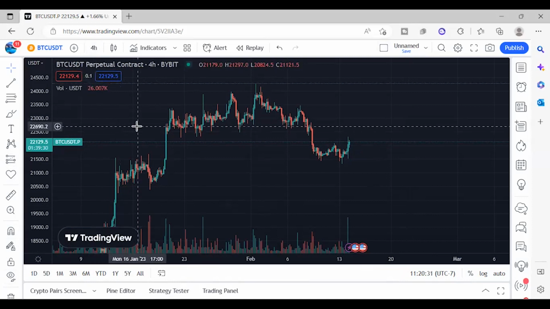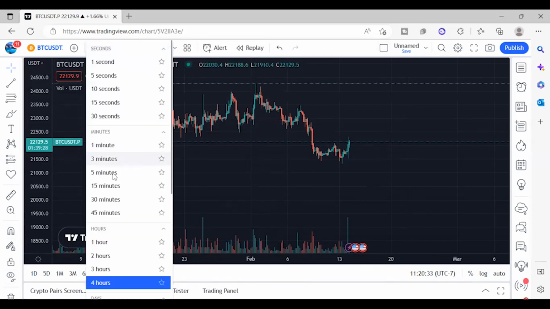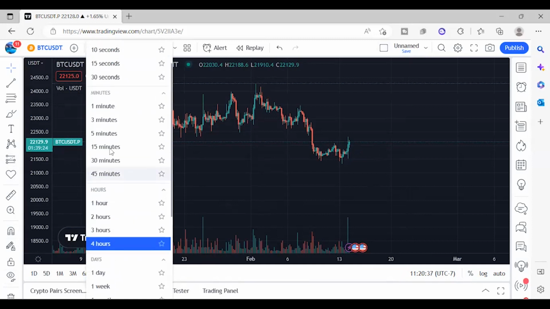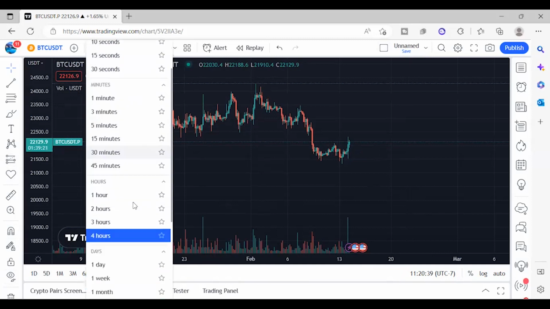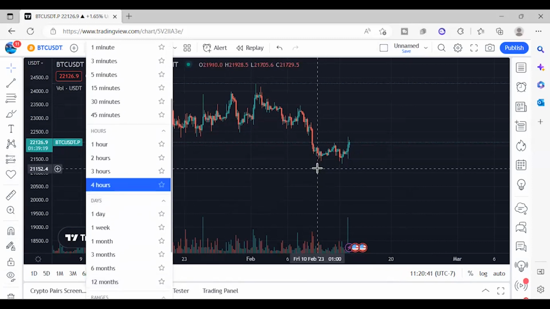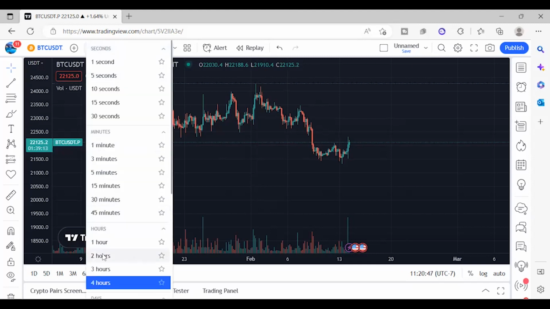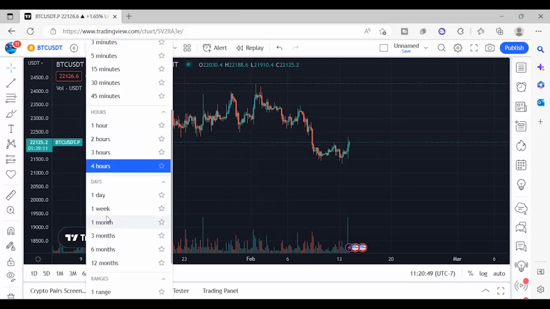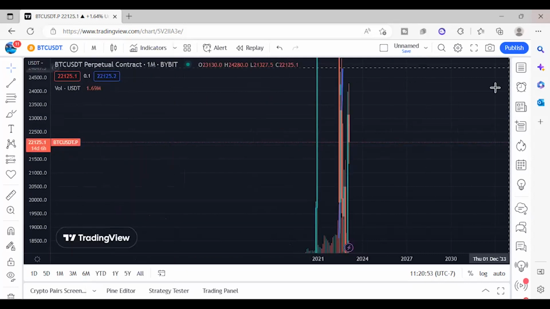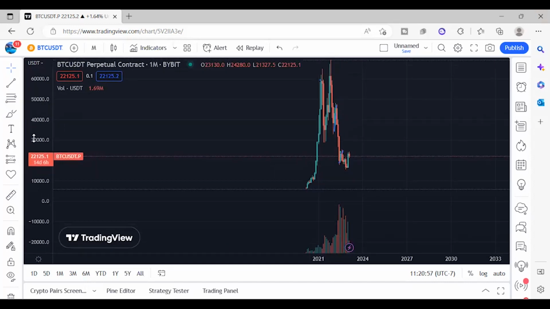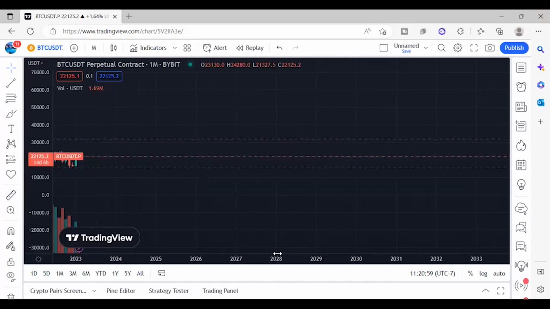Now when it comes to trading crypto, you know that there are many different time frames. We have monthly, weekly, daily, 4-hour, and it goes all the way down to 4 seconds. The first thing you want to do when you're analyzing Bitcoin or any other crypto is start out by looking at the monthly time frame. So let me go to the monthly time frame right here, and then let me zoom out so we can see it better. So this is the monthly time frame.